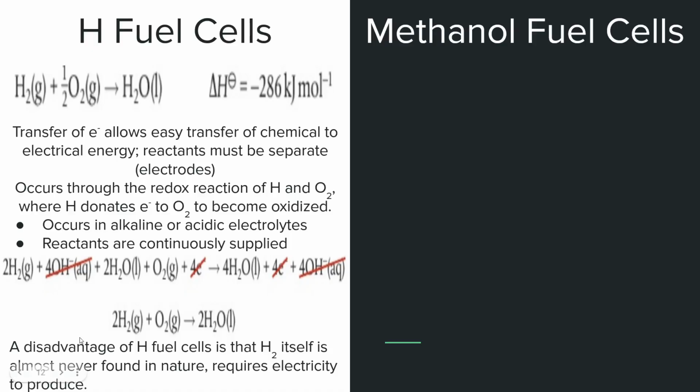A disadvantage of hydrogen fuel cells is that hydrogen itself is almost never found in nature and requires electricity to produce. So you're putting in electricity to get electricity out, which is just not that helpful.